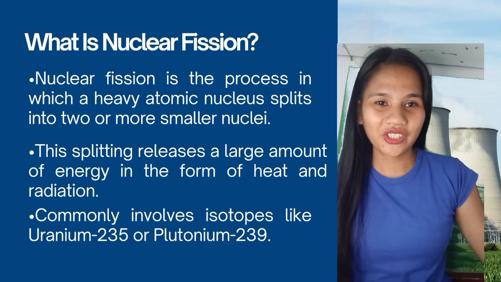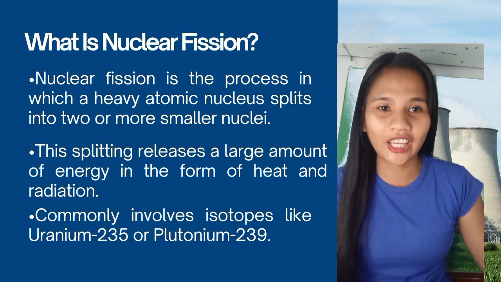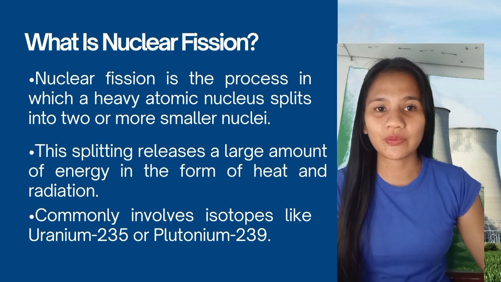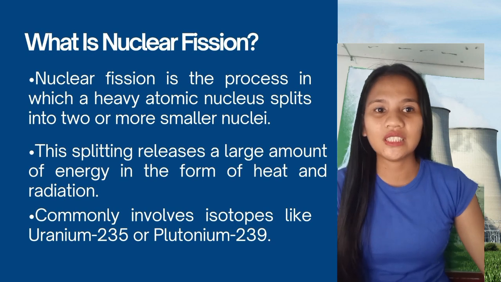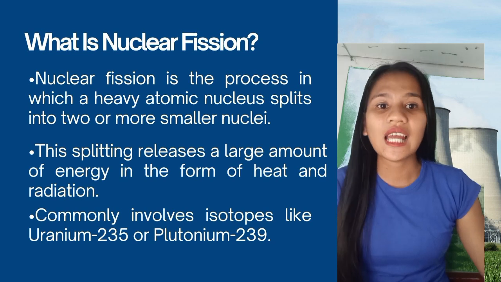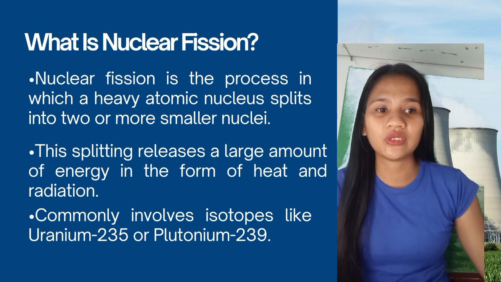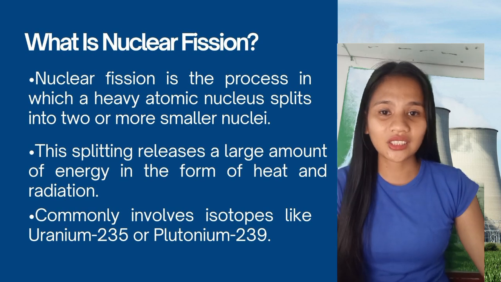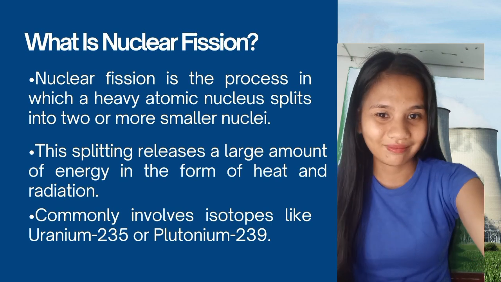What is nuclear fission? Nuclear fission is a nuclear reaction in which the nucleus of a heavy atom, such as uranium-235, splits into two smaller nuclei after being hit by a neutron. When the nucleus splits, it releases a large amount of energy, additional neutrons, and radiation. These released neutrons can strike other uranium nuclei, causing a chain reaction. This chain reaction is the reason why nuclear fission can produce a huge amount of energy.